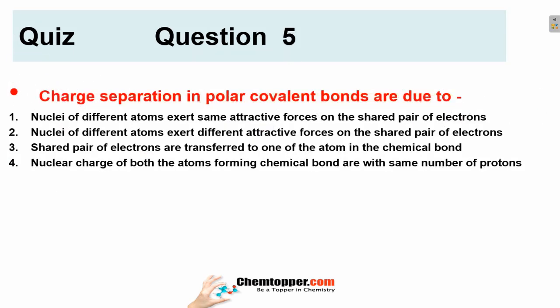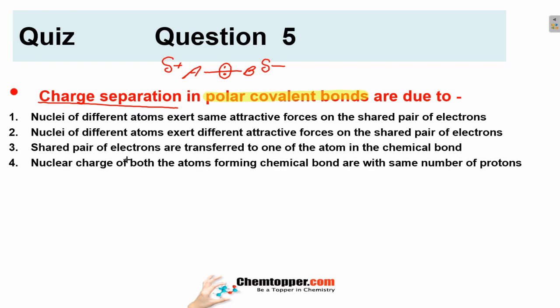Question number 5 is based on our understanding in polar covalent bond. Which bond can be a polar covalent bond? A polar covalent bond is the one in which there is a charge separation, like A bonded to B, and B is more electronegative than A, so B is having partial negative and A is having partial positive. So there is a charge separation here. So nuclei of different atoms, they exert different attractive forces on the shared pair of electrons. That's the reason there is charge separation.